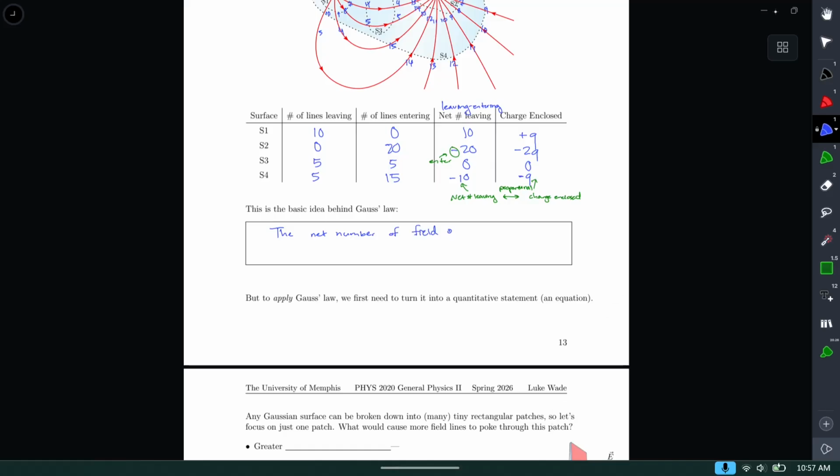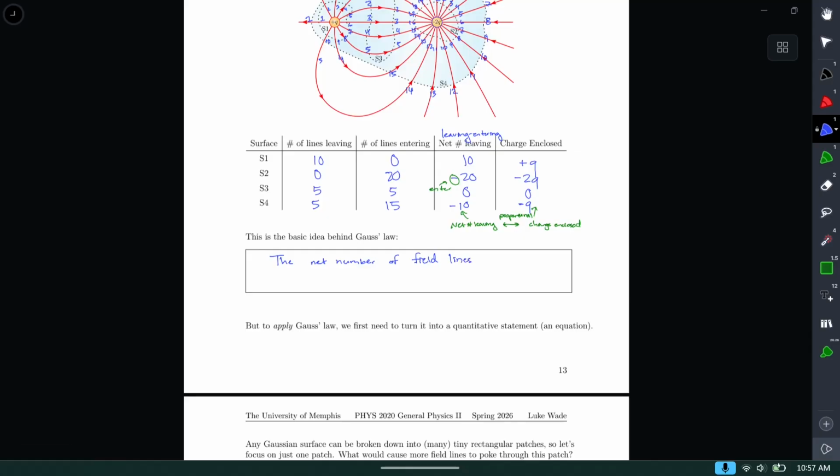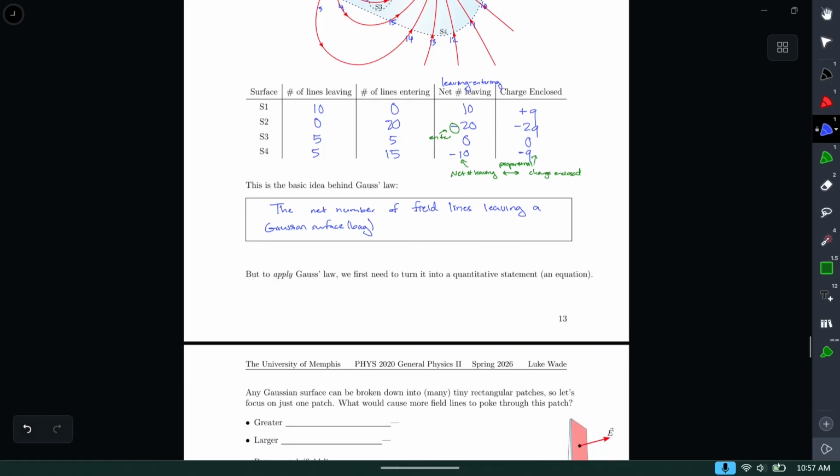The net number of field lines leaving a Gaussian surface, which again, is just a fancy name for a bag, is proportional to the charge inside the bag.